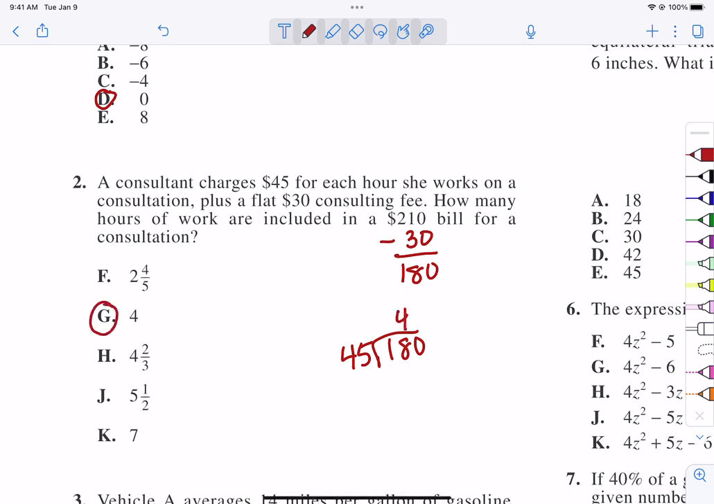You could have also, remember, this is a multiple choice question, you can work your way backwards. So if I work 1 hour, it's 45, and 2 hours is 90, and then 135, and then 180, and then I got to add on that $30 fee. So you can work your way backwards if you want. Okay. Did you have a question?